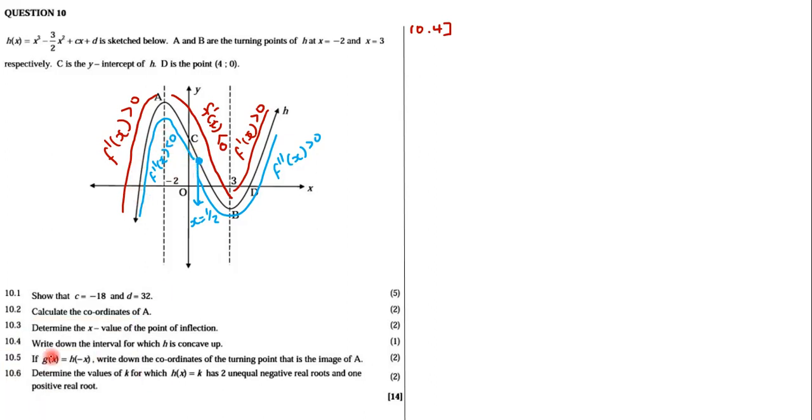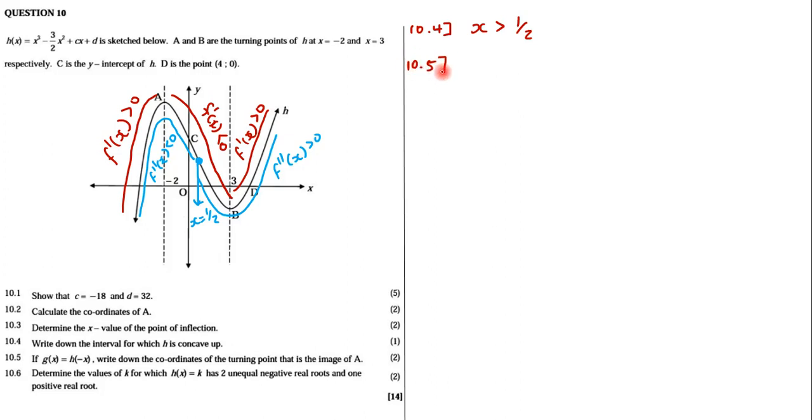Now, to answer this question, I know I took so long because I wanted to give all the information, but the question here was basically asking to write an interval for which h is concave up. In this case, we know that h of x is concave up when the x value is at the right of 1/2. So let me just write it like that. The easy way to write it is actually to write it like that. So that's the answer for 10.4.